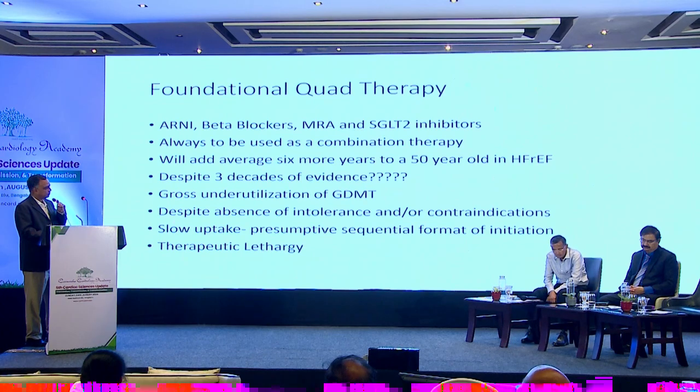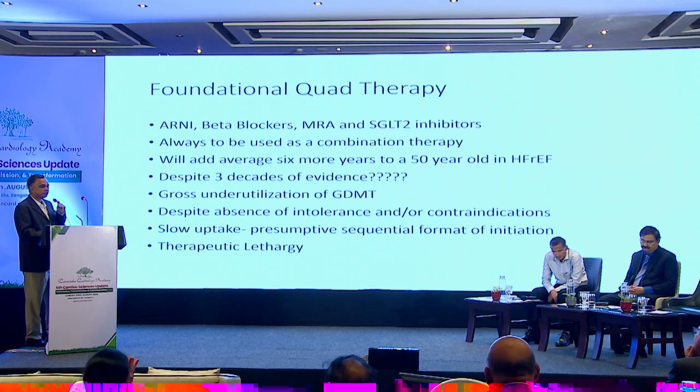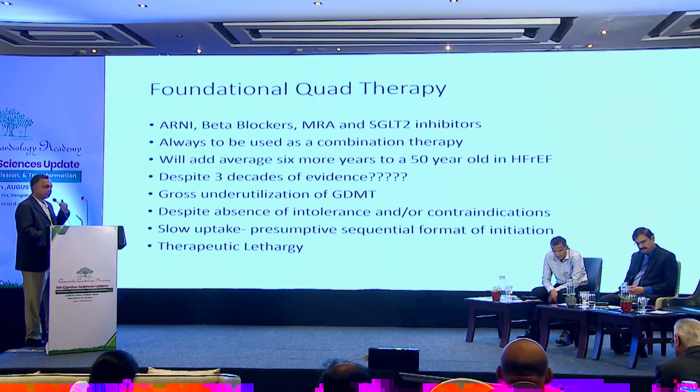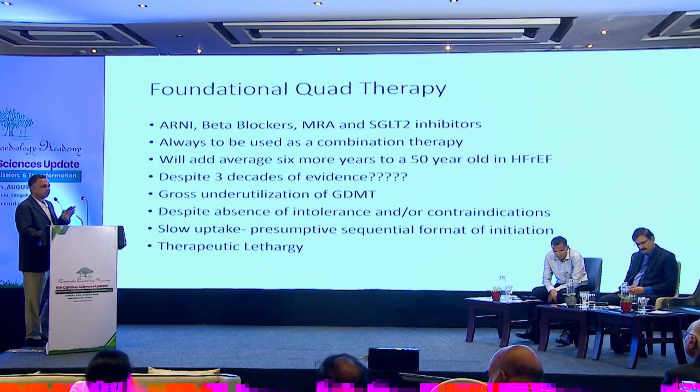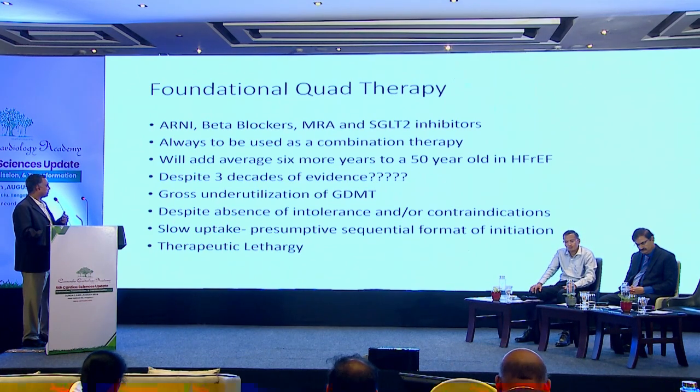If you detect a correct patient and put them on quad therapy, you are going to add 6 more years to his life when you have diagnosed a heart failure patient at 50 years old. But what is happening? Despite 3 decades of evidence available with these armamentariums, one by one or sequentially, we have failed in utilizing this and putting all our patients onto these quad agents. There is gross underutilization of guideline-directed medical therapy in a country like ours.